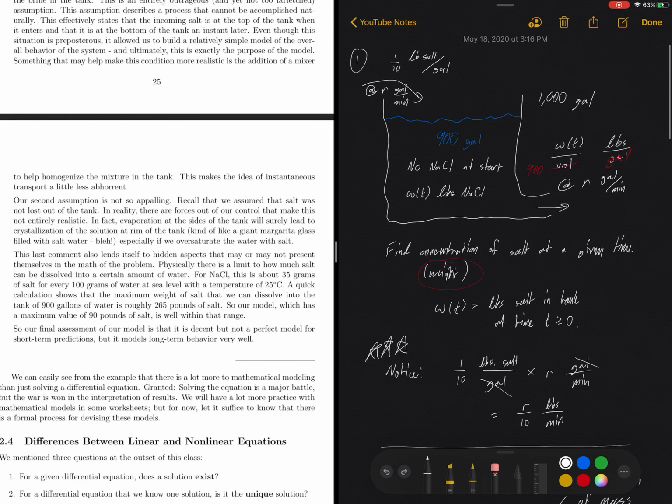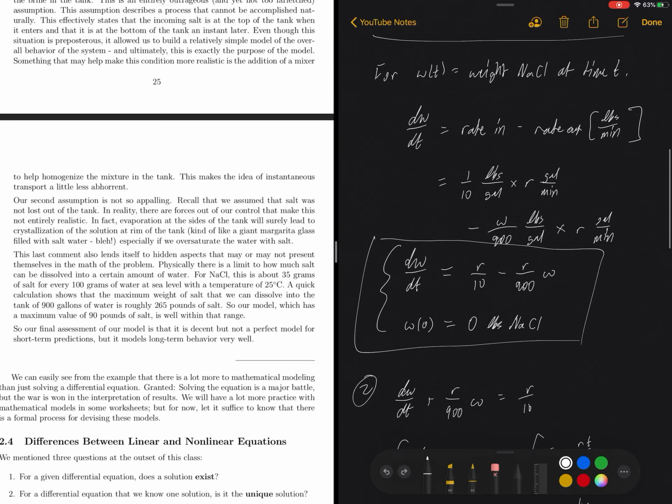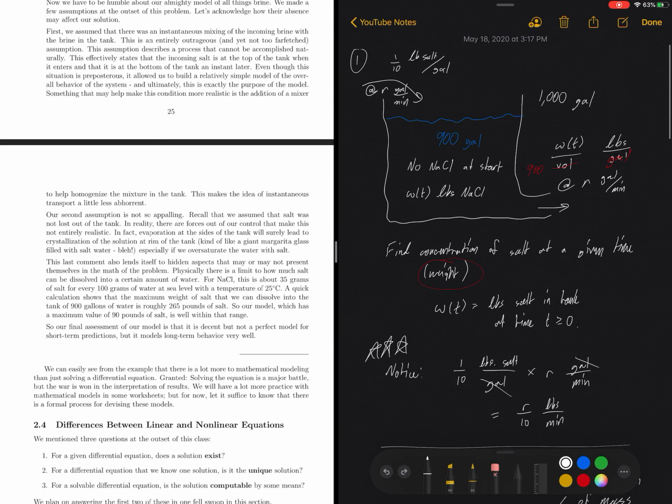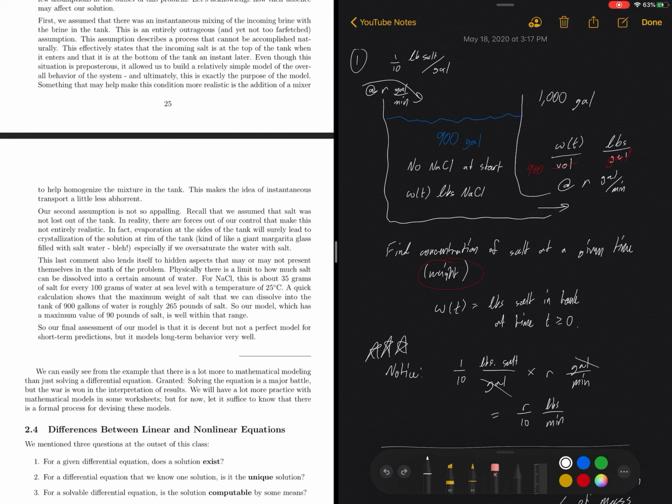Second, recall, we didn't say so at the outset, but we assumed that salt was not lost out of the tank. In other words, these are the only two flows, the only input and the only output in the tank. What about evaporation? What about supersaturation? What about crystallization on the sides of the tank if you've been supersaturating it? There are physical limits to what you can add to the tank here. So let me keep that up there and then just keep scrolling.